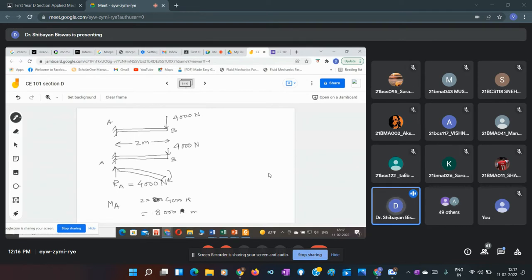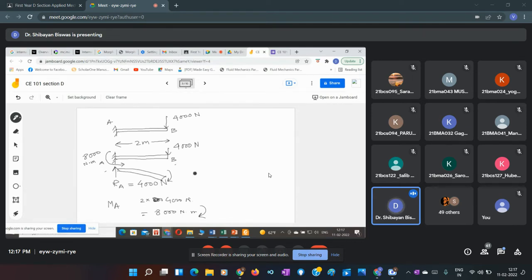In which direction is it getting generated? Sir, inside into the paper. I mean clockwise or anti-clockwise. Clockwise, it is trying to rotate clockwise. So to restrict that, our moment at A should be anti-clockwise and of equal magnitude, that is 8,000 Newton meter anti-clockwise. Then only this beam acted on by the external force will remain in equilibrium. So these are the total reactions generated at the free end B and the fixed support A.